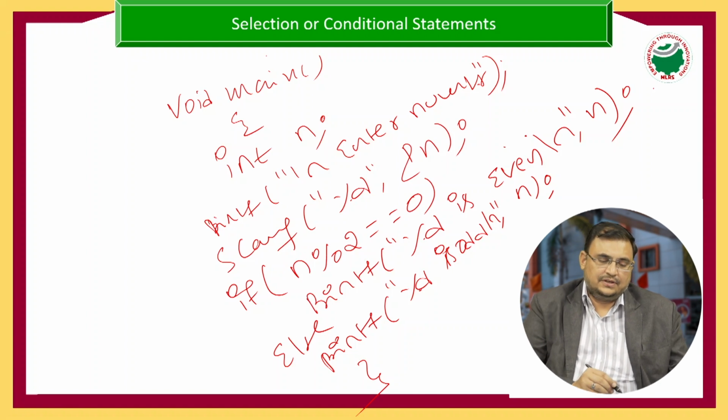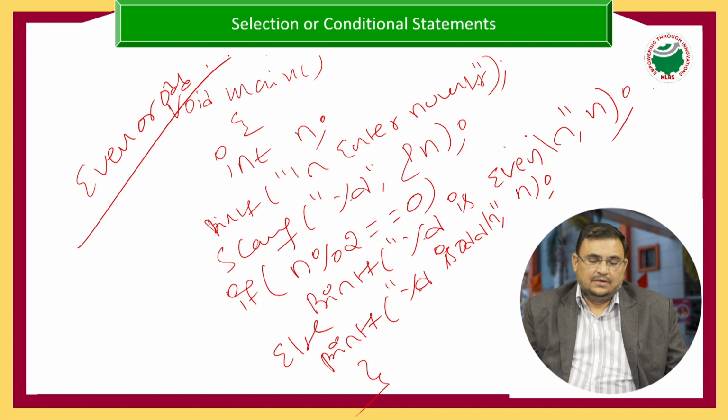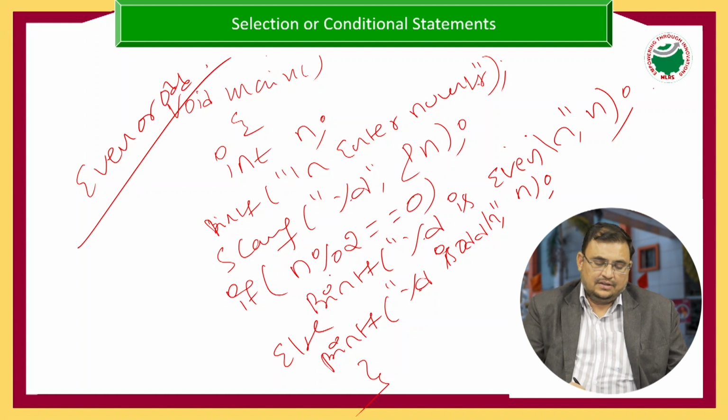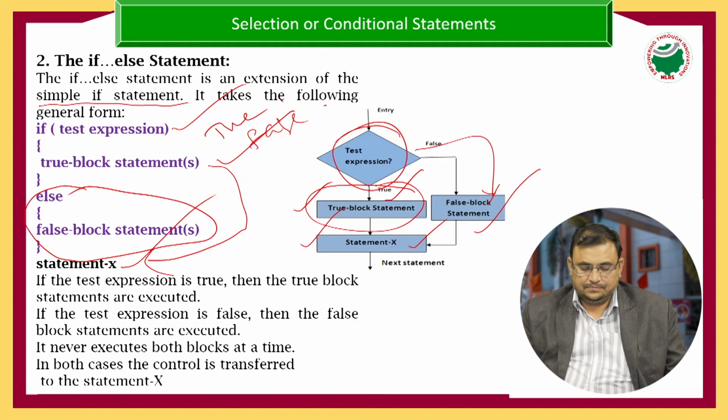This is the program for checking whether the given number is even or odd. If n mod 2 is 0, the remainder is 0, then it is an even number, otherwise it is an odd number. So any one statement is executed based on the condition. This is a simple example for if and else.